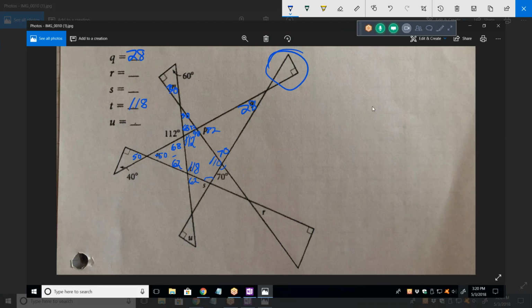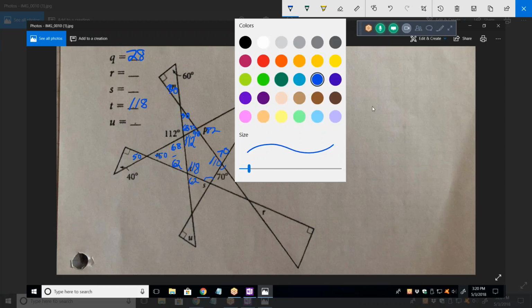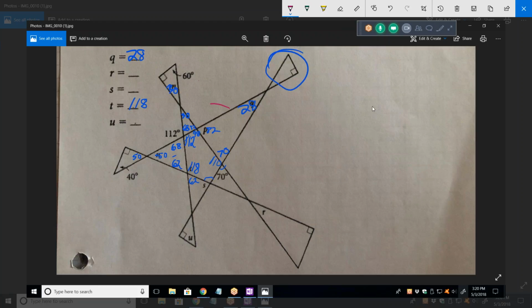Yes. Now we have this figure right here that's a five-sided figure, and we know 4 of the angles. Well, what's the sum of all those angles in a five-sided polygon?